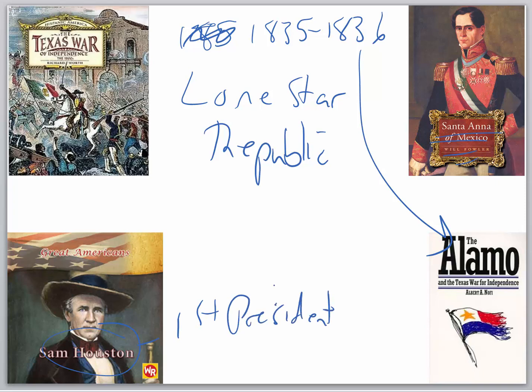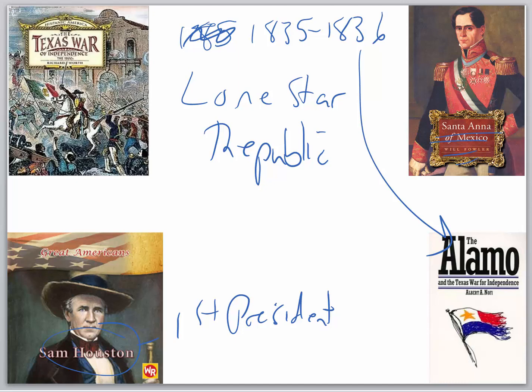For 10 years, Texas will be independent, because in Congress they are stuck with the gag rule that prohibits the discussion of slavery to be brought up. And since Texas would have come in as a slave state, that is why it takes 10 years before Texas can be annexed.